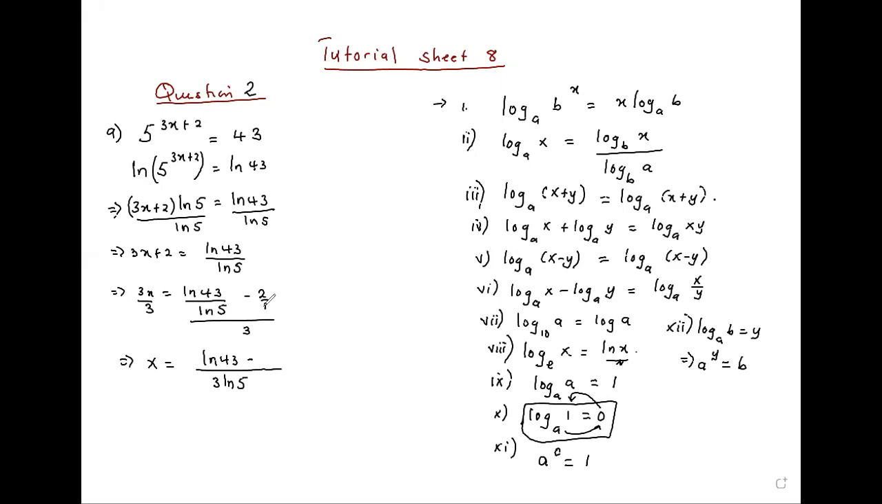Okay, now, sir, is it wrong if we do log 5 on both sides instead of ln? It's the same thing. It's the same thing. Yes. Except the other one is using e, the other one is using 10.